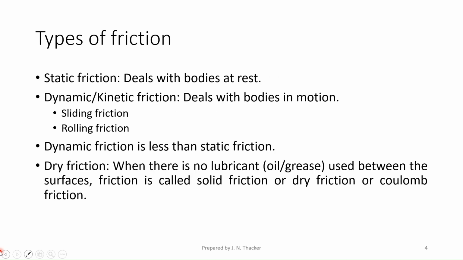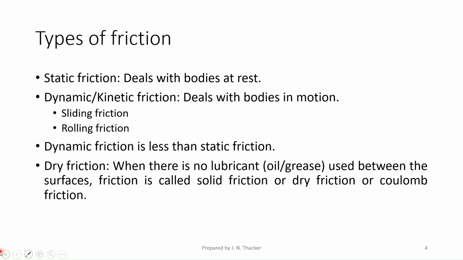Next, we will see some types of frictions. So, there are two main types. First is static friction, and the other is dynamic friction. Now, it is clear by the name only that static friction deals with bodies at rest, and dynamic or kinetic friction deals with bodies in motion. Now, there are two subparts of this dynamic friction. First is sliding, and other is rolling friction. When you try to slide a body over another, you get sliding friction. When you try to roll it over, you get rolling friction. Dynamic friction is always less than static friction.